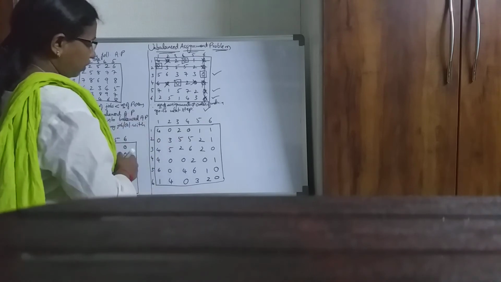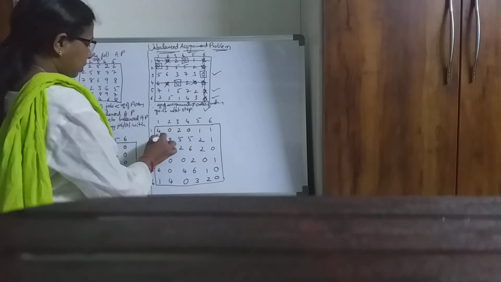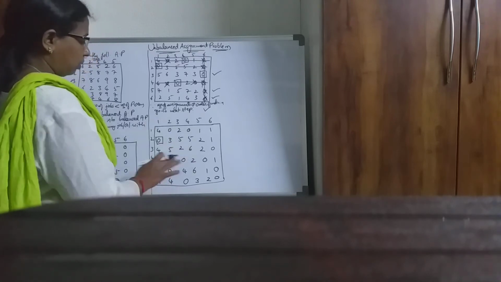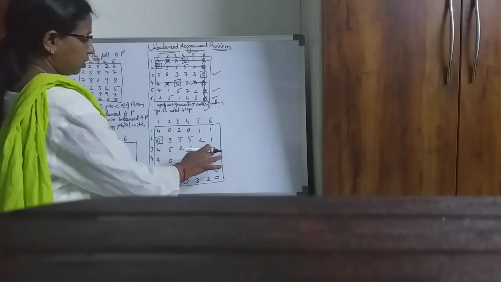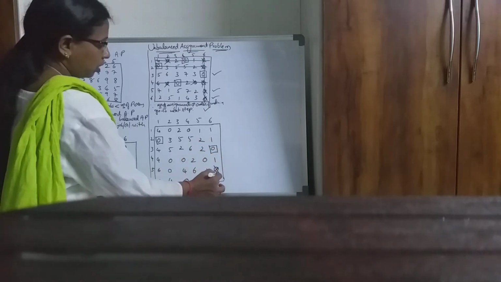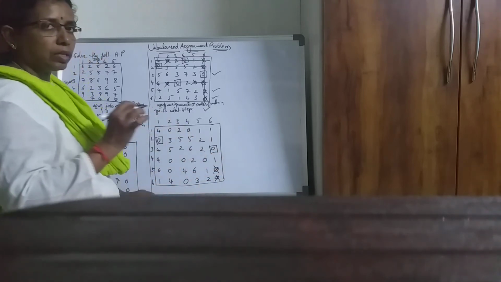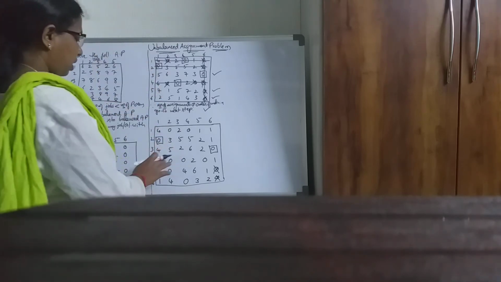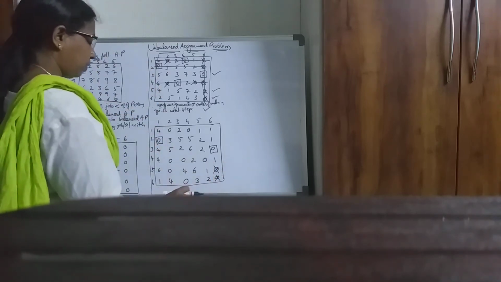Second row you have only one zero, make an assignment here and check whether in that column you have any zeros. No, you don't have. Third row you have one zero, make an assignment, cross off all other zeros in that column. So whenever you are assigning row wise, you have to cross off all other zeros in that column. Fourth row you have three zeros, leave it.